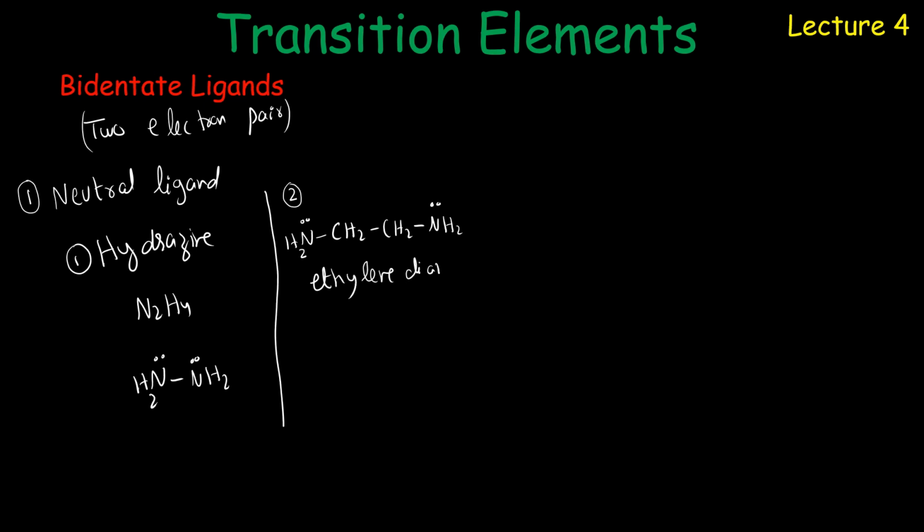Ethylene diamine, also represented by en in the nomenclature of complex compounds. Now we take the second type, that is your neutral ligands. Now we discuss the second type, that is your negative ligands.